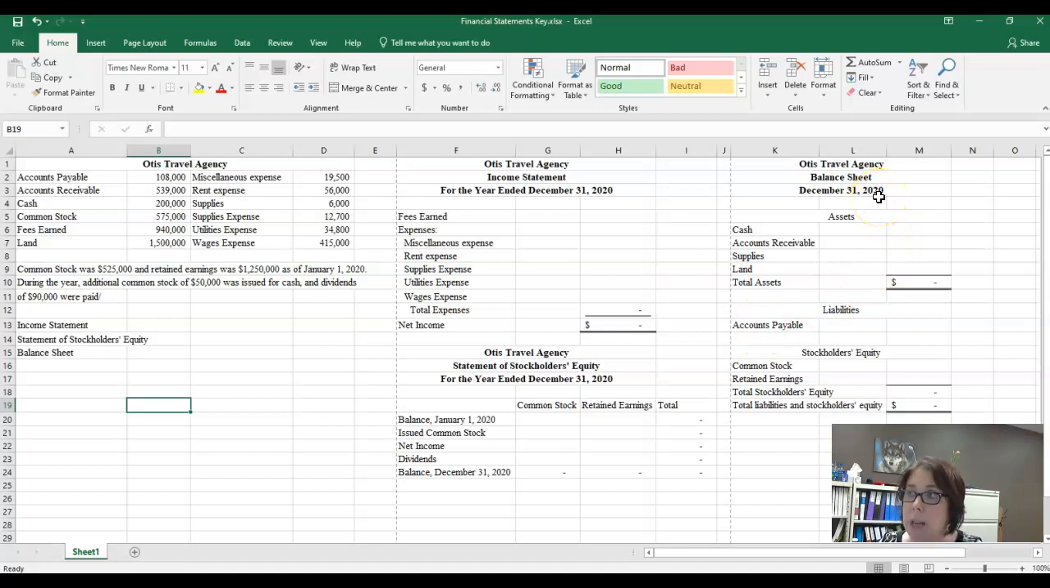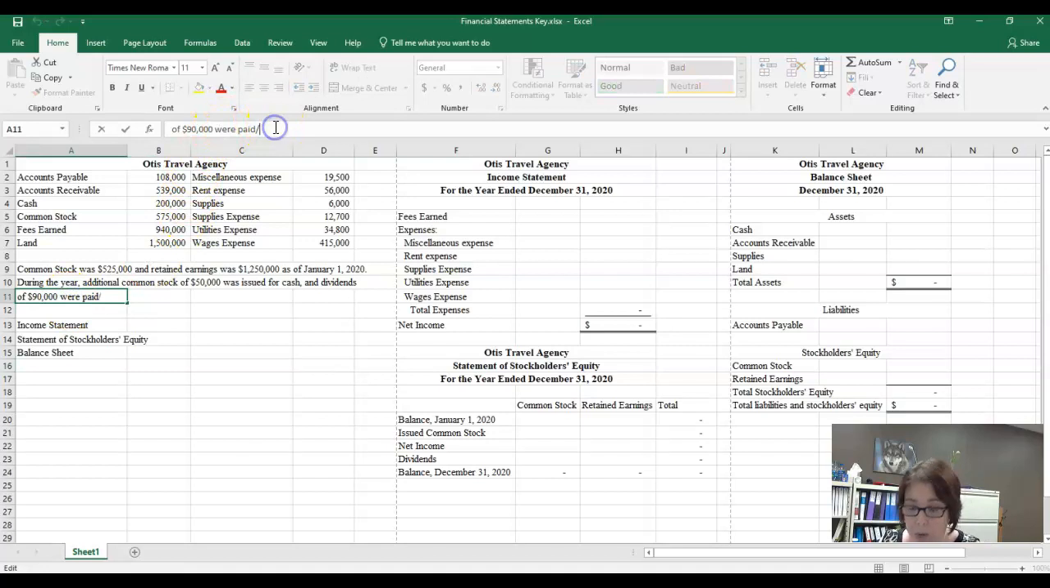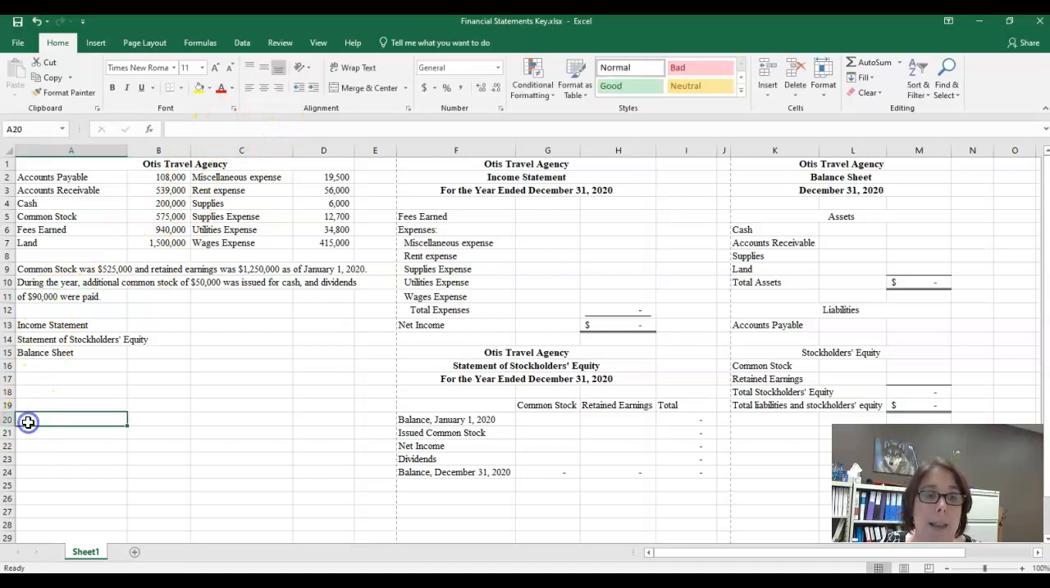There's also one, the statement of cash flows, but for this section, we're not going to cover that. So I have Otis Travel Agency, and I have all these accounts. They're listed in alphabetical order, so that's not the correct order that they go in. Common stock was 525,000, and retained earnings was 1,250,000 as of January 1st. During the year, additional common stock of 50,000 was issued and cash dividends were paid of 90,000.